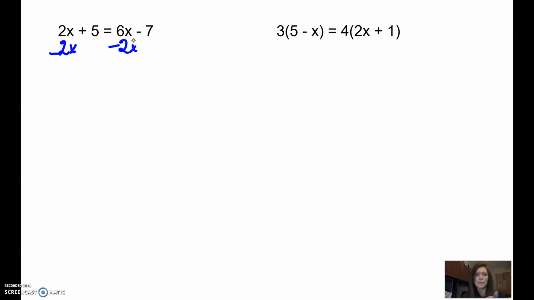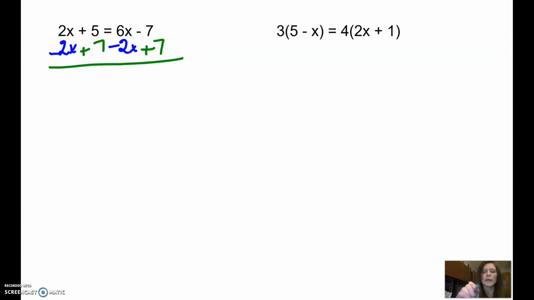Now at the same time I'm moving the x's, I could go ahead and move my constant terms. So all of our x's are going to end up on the right side. That means I need to get rid of the constant on the right side. You notice it's a -7. So to undo that, I need to add 7. So instead of minusing 7, I'm going to add 7. What I do to one side, I do to the other.